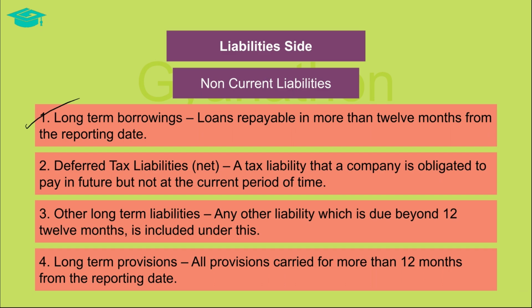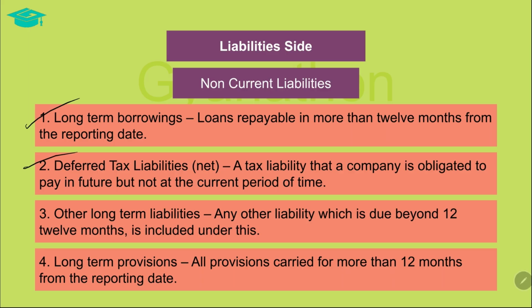Usually, these loans may be in relation to any huge assets purchased, new expansions, bigger projects, etc. These loans are taken for a period more than 12 months and do not become due for closure before that. Next is a head called deferred tax liabilities.